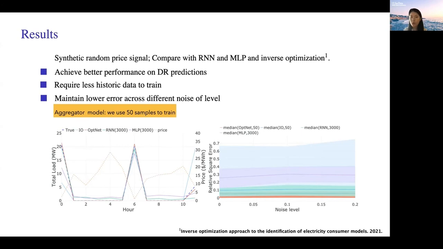For the aggregator model, we use a synthetic random price signal. We compare our method with RNN, MLP, and inverse optimization. Our experiment shows we achieve better performance on predictions and require less historic data to train. You can see using 3,000 data, it is comparable with our method, while our method only used 50 samples to train. Also, we compare with different noise levels. Our method maintains lower error across different noise levels.